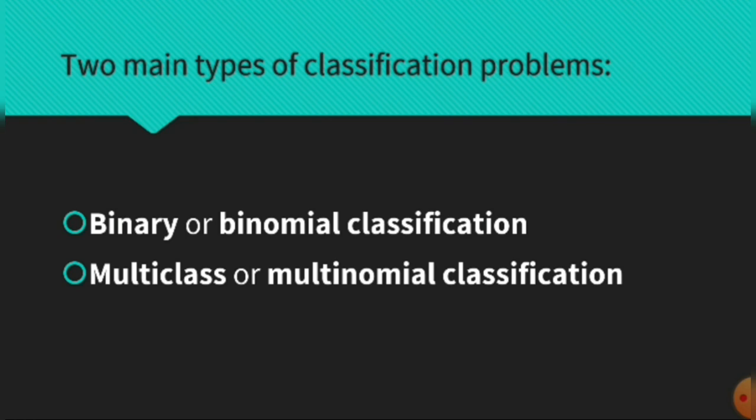Kapag sinabi naman nating multi-class or multinomial classification, it is a classification with more than two classes, where each sample is assigned to one and only one level. So, magkaiba yung binary sa multi-class kasi yung binary is kumbaga nagka-classify siya ng condition with two outcomes, different from the multi-class.